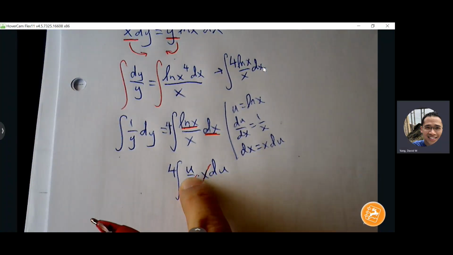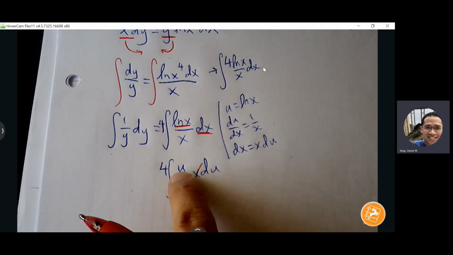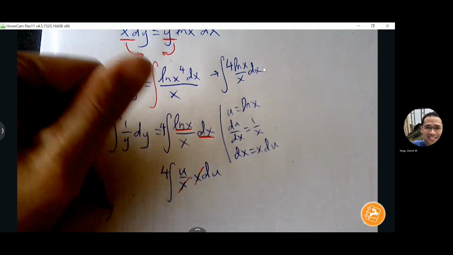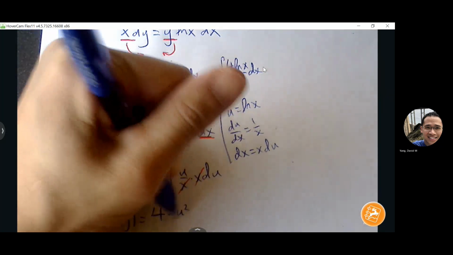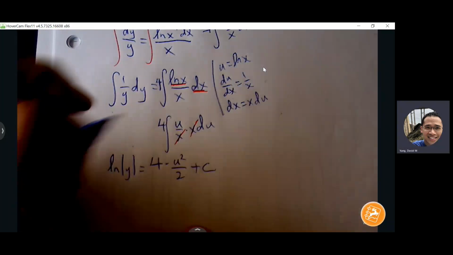Okay, integral of U, what rule do we use for that? Power rule, yep. U becomes U squared over 2. Make sure you bring back your x.